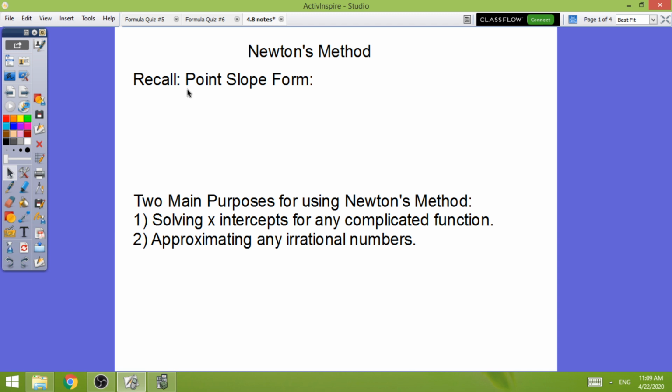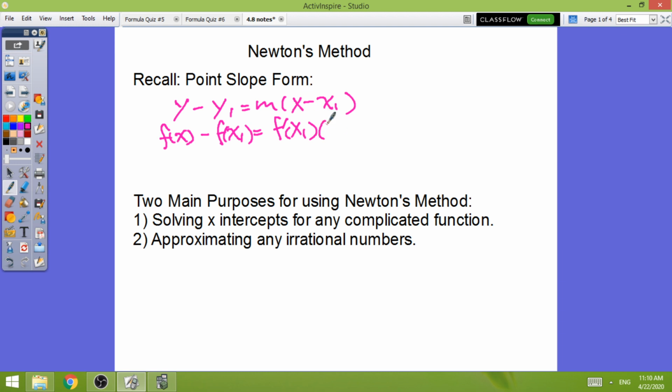So let's start with the point slope form. Point slope form, back to algebra 1, is y minus y1 equals m times x minus x1. Now, using the symbols as in calculus, let's call y f of x, and y1 f of x1, and the slope f prime of x1, times the difference x minus x1, which we keep the exact same.